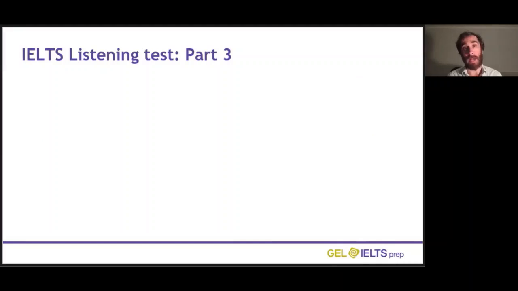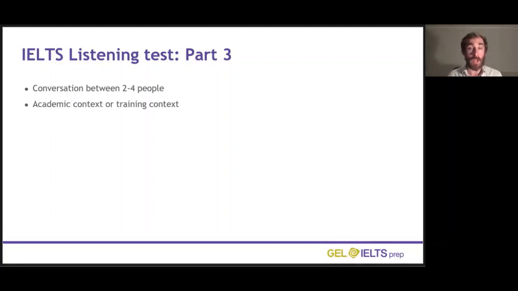So what can you expect in part 3 of the listening test? Part 3 always features a conversation. It could be a conversation between 2 people, 3 people, or maybe a group of 4 people. So you need to be good at hearing different voices and understanding what each separate speaker is saying. The context of this part is usually academic or related to training and education.